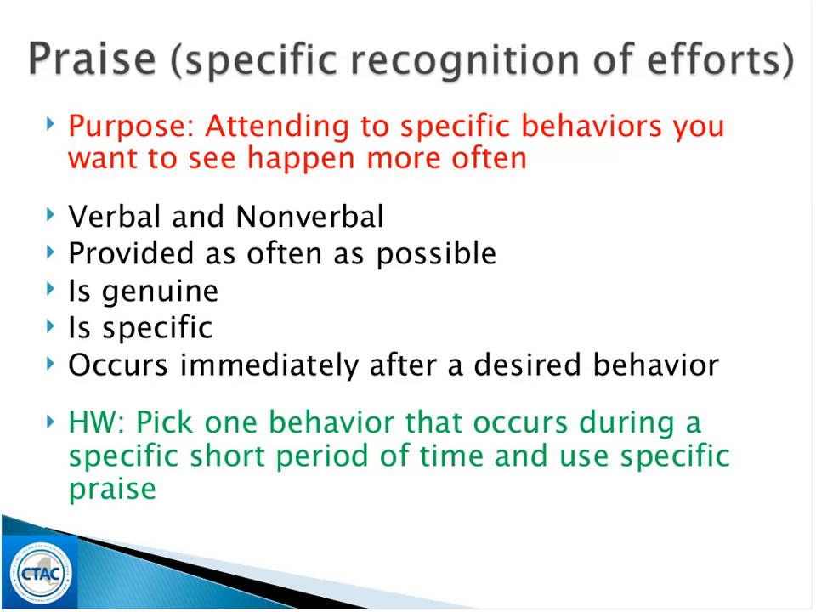And that's an important, basic kind of skill that we try to get parents to start to use. And again, an example of a simple homework would be picking one behavior that occurs during a specific short period of time and using specific praise. So for example, you can say to a parent, how about we focus on after dinner, we want to focus on a child cleaning up.